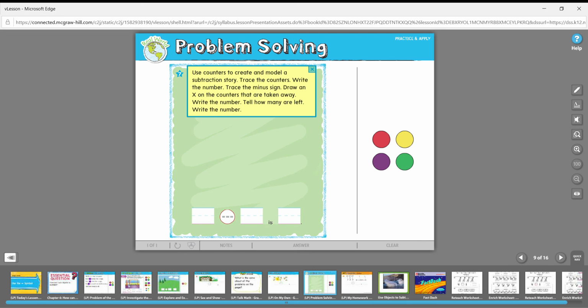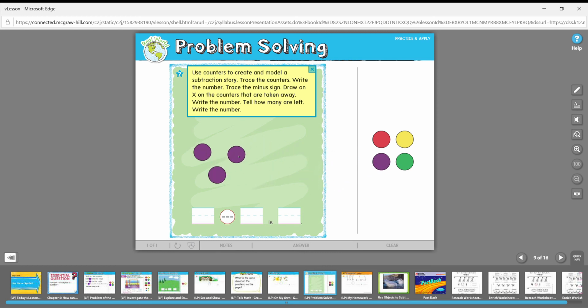Okay, so here we go. It says, trace the counters. Now, you don't have to trace the counters, right? Because you don't have the counters today. You have what you have at home. So you might just have to draw something that you used or draw a square or an X or something. Trace the counters, write the number, trace the minus sign. Okay, so we're going to make up our own subtraction story. So here, I'm going to use this.